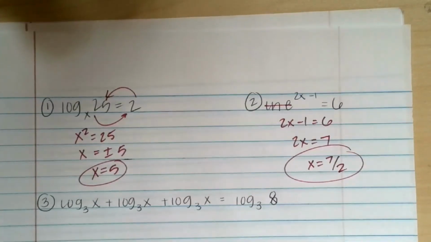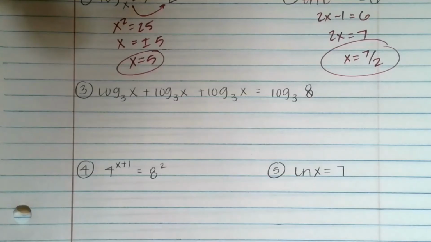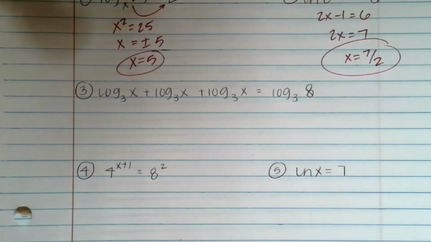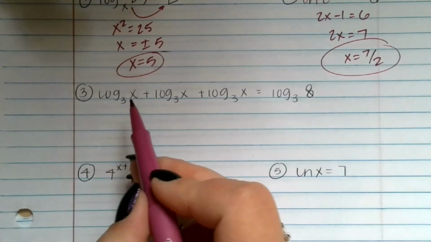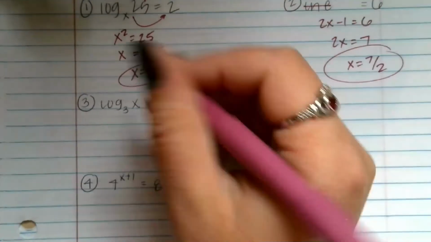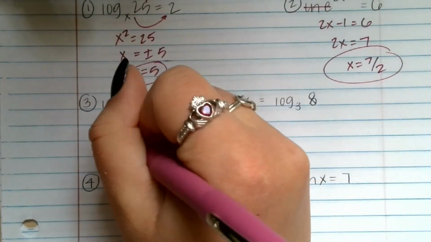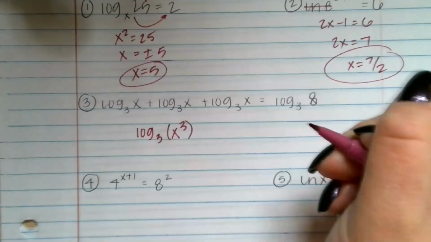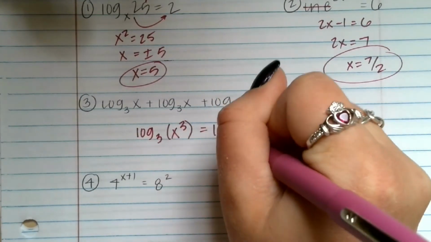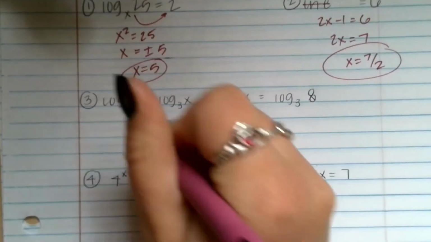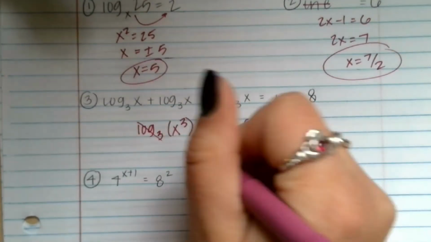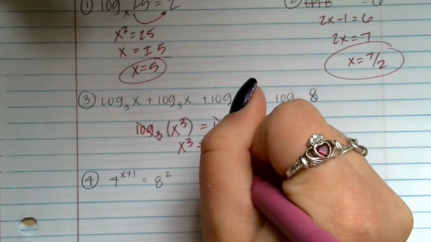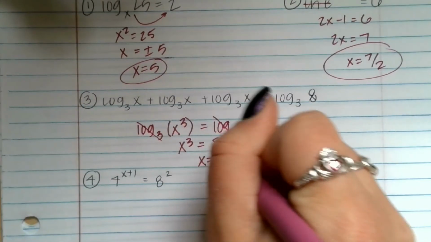Okay. I'm going through these really quick just because this is supposed to be a little recap. Shouldn't be too long. Alright, next one, you have to condense before you can cross off the log since they all have the same base. Since all of these are being added, we're going to multiply, right? So this becomes log base 3 of x cubed equals log base 3 of 8. Okay. We can cross off the logs since they're the exact same. So we have x cubed equals 8. So x is going to equal 2.